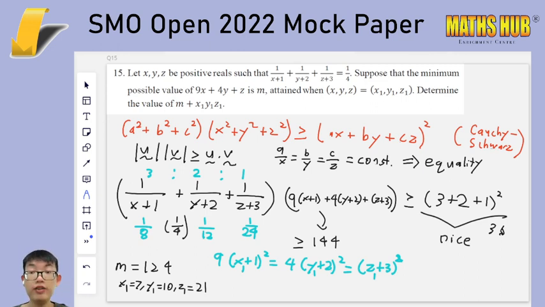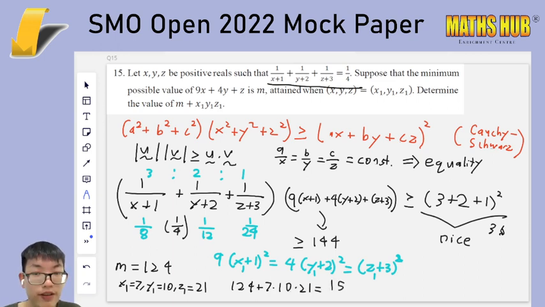Okay, so this is how you would extract out the equality case. Just write down the equation and then go back to the fixed value part of it, which is that these sum to 1/4. So establish what ratio they're supposed to be in. And from that ratio, you figure out what exactly they are. So do the computation. 124 plus 7 times 10 times 21. And you get 1,594.